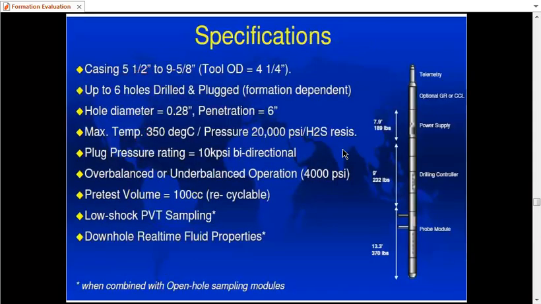These are the tool specifications regarding the casing sizes and the number of holes drilled and plugged in a single run, in one run, and what about the overbalance and underbalance operation, and what about the pre-test volume, and what about the downhole temperature and downhole fluid properties.